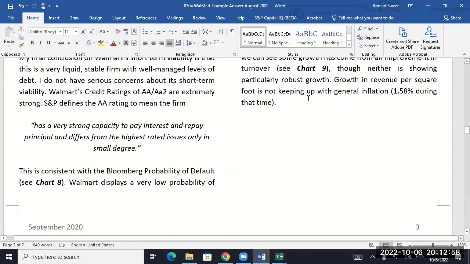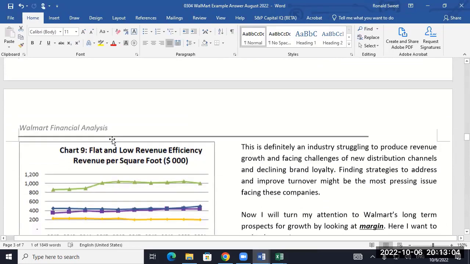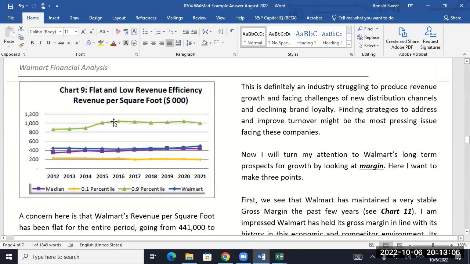Right. So I did go get the actual inflation numbers. Their revenue per store has not been keeping up with inflation. You can do that if you'd like. And then we have a graph of it. On this graph, I decided to leave the 0.9% in because I know that's Costco. So Costco's way up there.